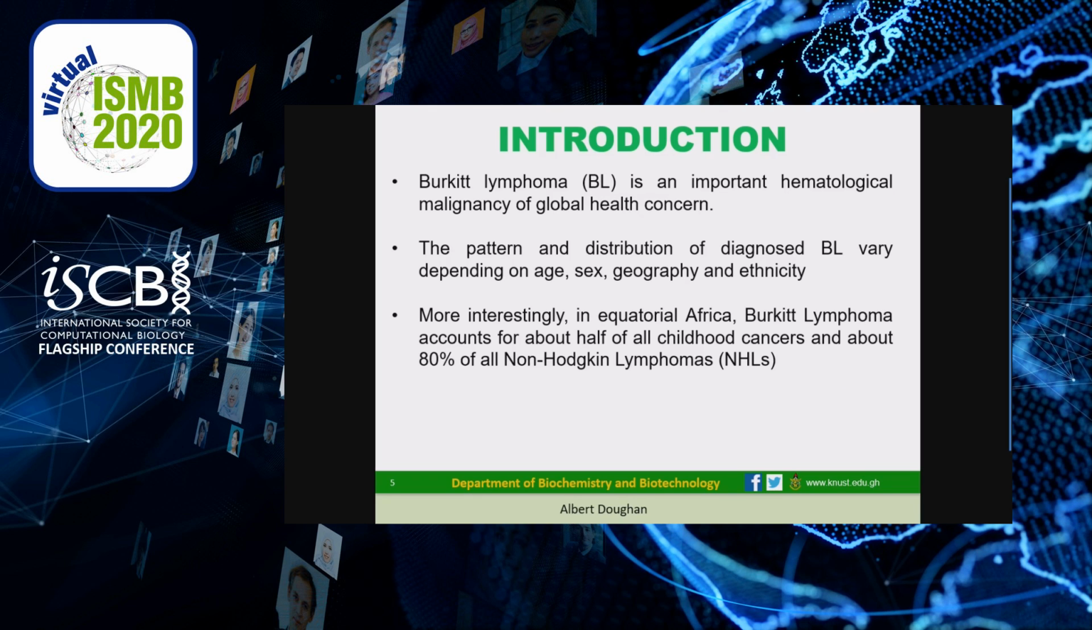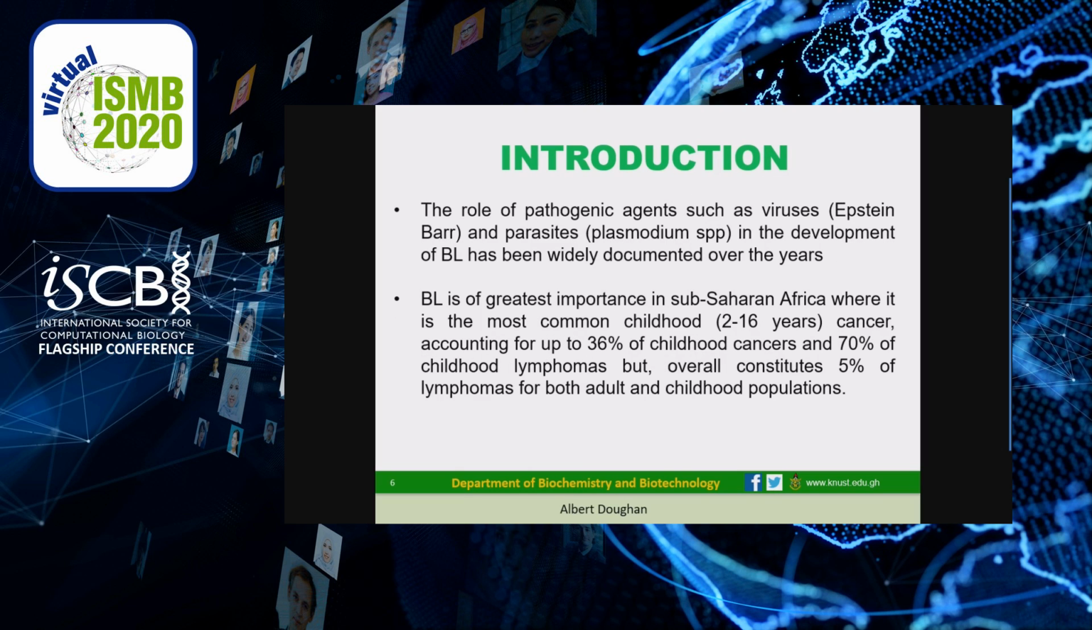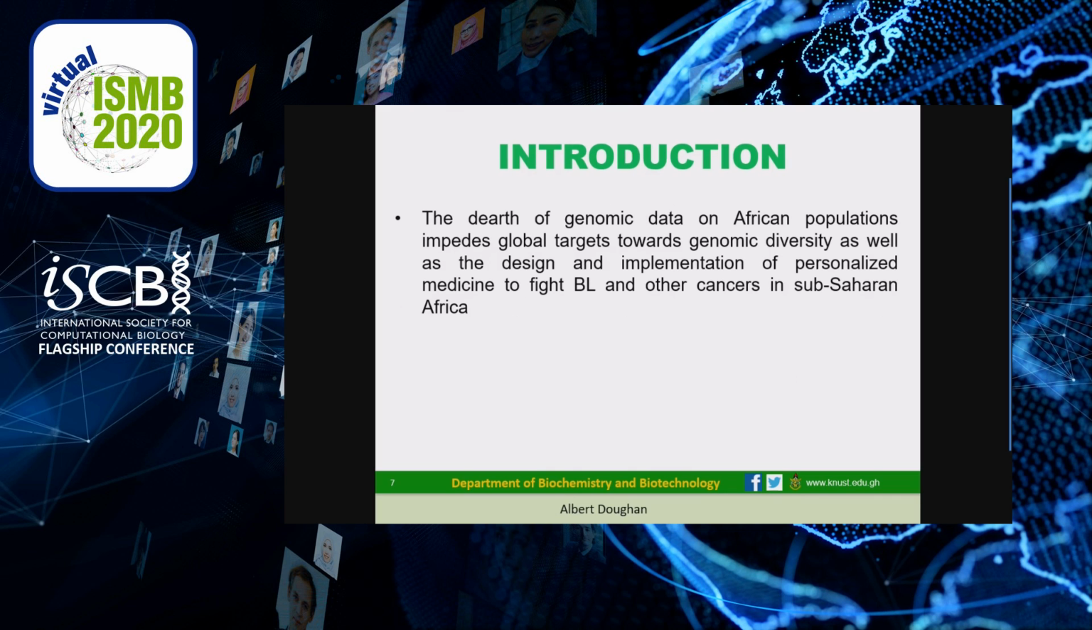Burkitt lymphoma is a blood cancer that affects mostly children in Africa, and it affects more males than females, in a ratio of about 4:1. That's males to females. Now, BL is always linked with malaria and Epstein-Barr virus. These risk factors are very prevalent in Africa. Therefore, Burkitt lymphoma is also very common in Africa, and it accounts for about 36% of all childhood cancers.